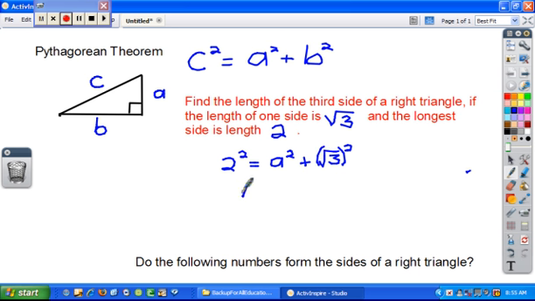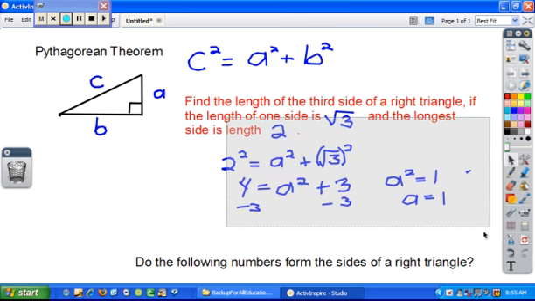So I get 4 over here, 4 equals A squared plus square root of 3 squared is just 3, subtract 3, and then I get A squared equals 1, or A equals 1. And even though I square rooted A squared, I don't do plus or minus because we're talking about a real world situation, and you don't want the negative, you don't want to talk about triangles with negative sides because that would be kind of weird.